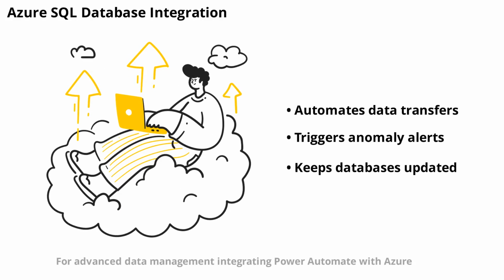For advanced data management, integrating Power Automate with Azure SQL Database enables automated data transfers, updates, and reporting. Finance teams can schedule data syncs, trigger alerts for anomalies, and ensure their databases are always up to date. This is especially useful for organizations with complex financial data structures.